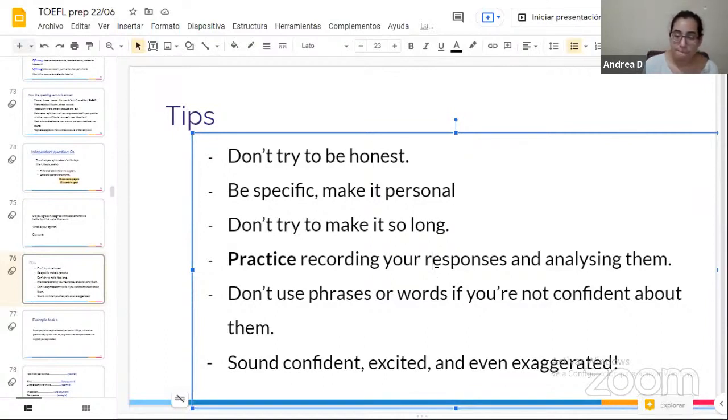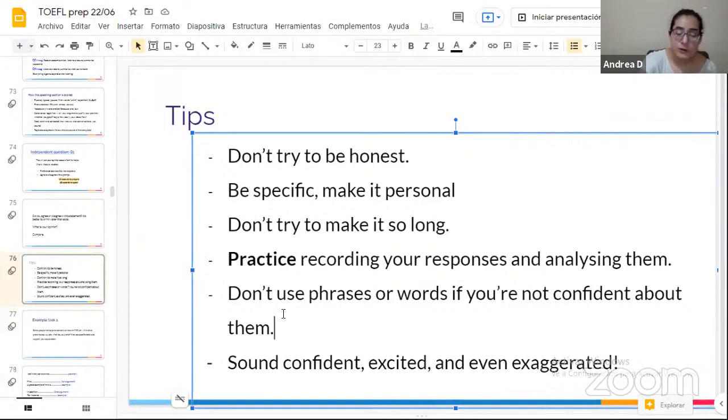What else? Don't use phrases or words if you're not confident about them. That's actually another mistake that a lot of people make. They're like, I've got to be super sophisticated and I'm going to use this word that I have never used before. So try not to do that. It's just going to make you get mixed up.